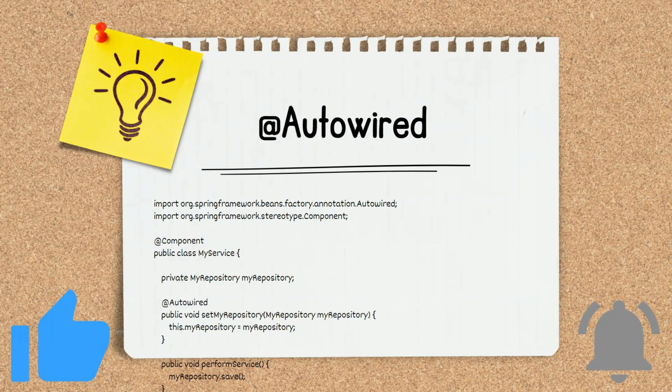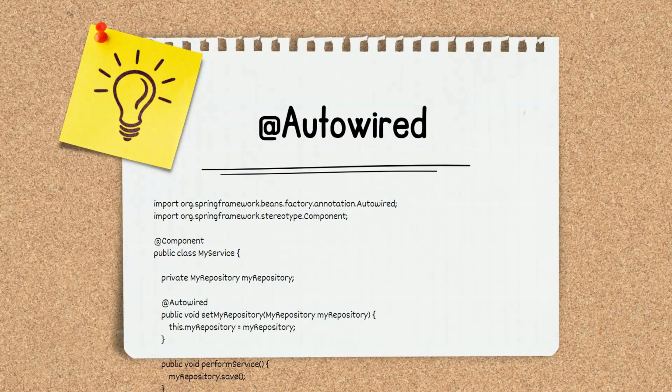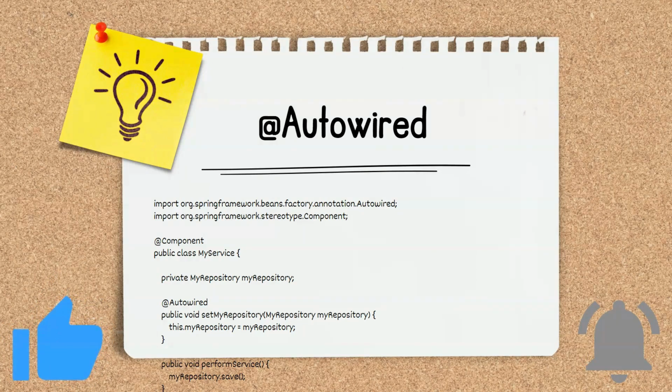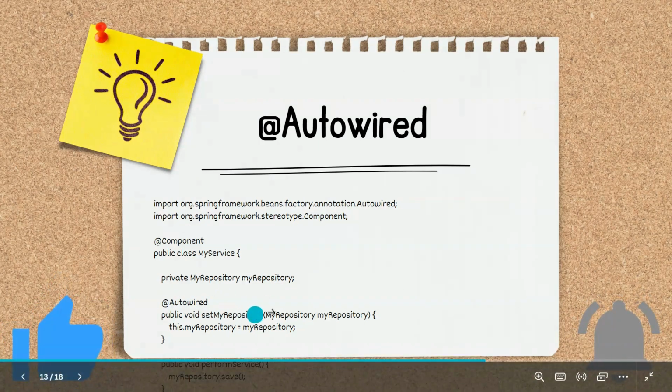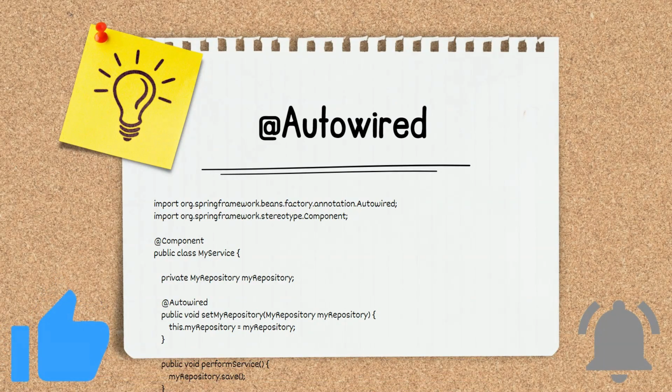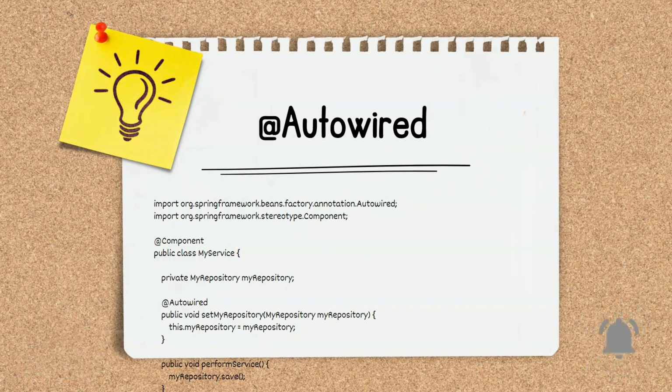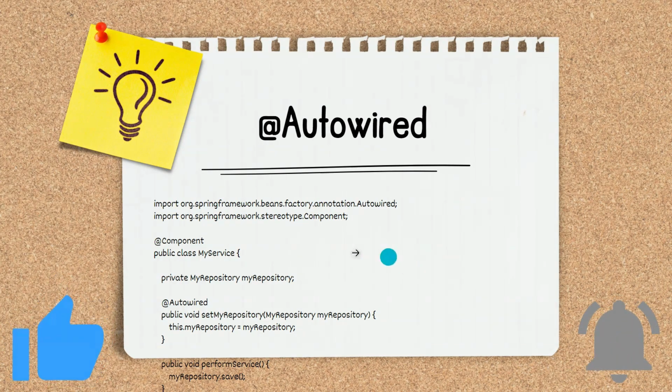One of the most widely used annotations in a Spring Boot project is @Autowired. This annotation is used to perform dependency injection. Spring Boot supports constructor, setter, and field level dependency injection. If you observe this code, we are using @Autowired on the setter method, so it will perform setter injection on this class.